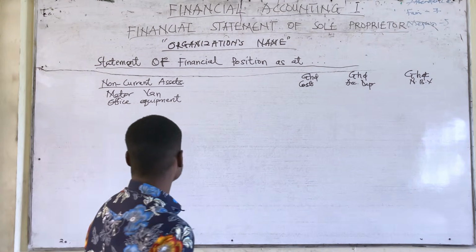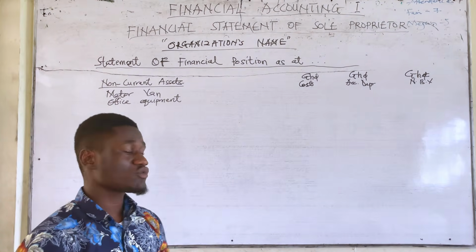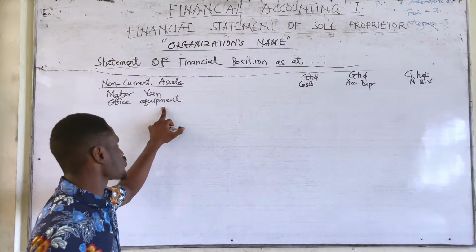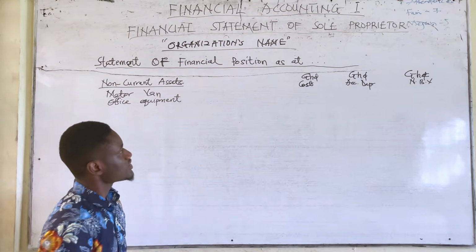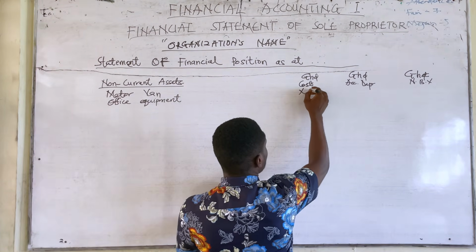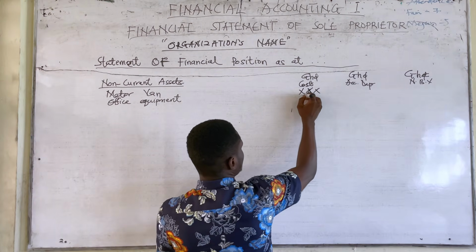Okay, so let's say these are the non-current assets they gave to us in the question. The trial balance will have the cost or the figure for these assets. Those ones you have to show under the cost. Okay, good.